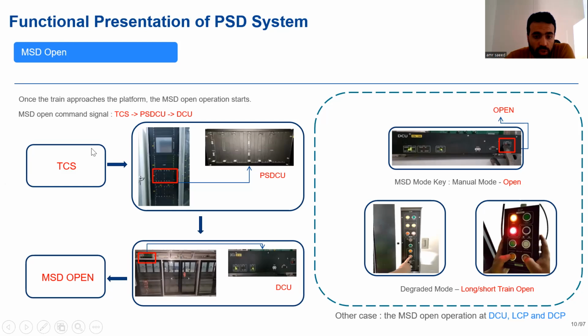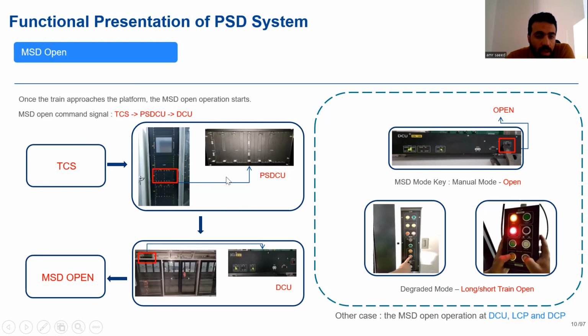When the train approaches the platform and docks correctly, TCS, train control system, sends a signal to PSDCU, which gives this signal to the DCU, door control unit, which you can see here. This signal means the MSD should open their doors in synchronization with the rolling stock doors. This operation is totally automatic. It's totally out of your hands.